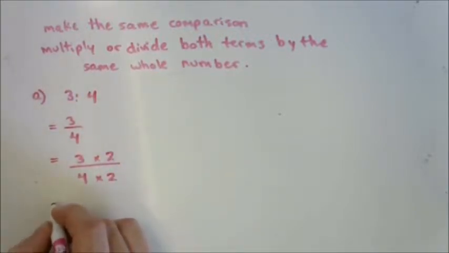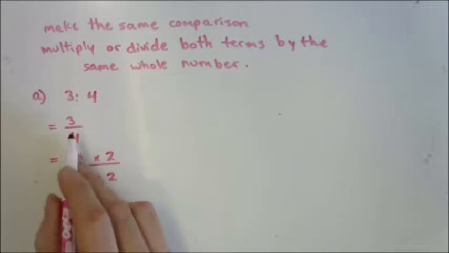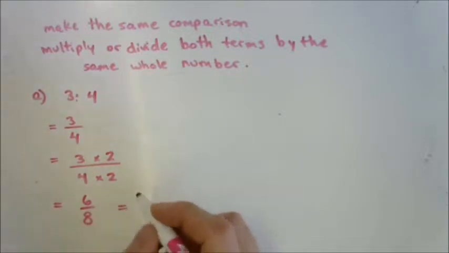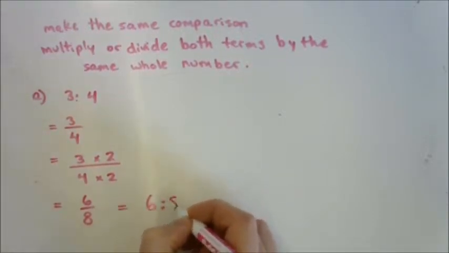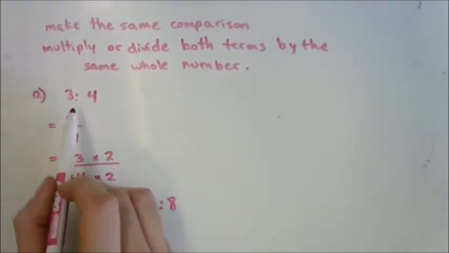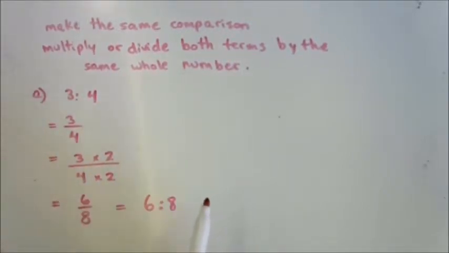But now I can say that 3 over 4 is the same as 6 over 8. And then we can rewrite that in ratio form, 6 to 8. So 6 to 8 is just one example of an equivalent ratio for 3 to 4. There are an infinite number of equivalent ratios. Okay?